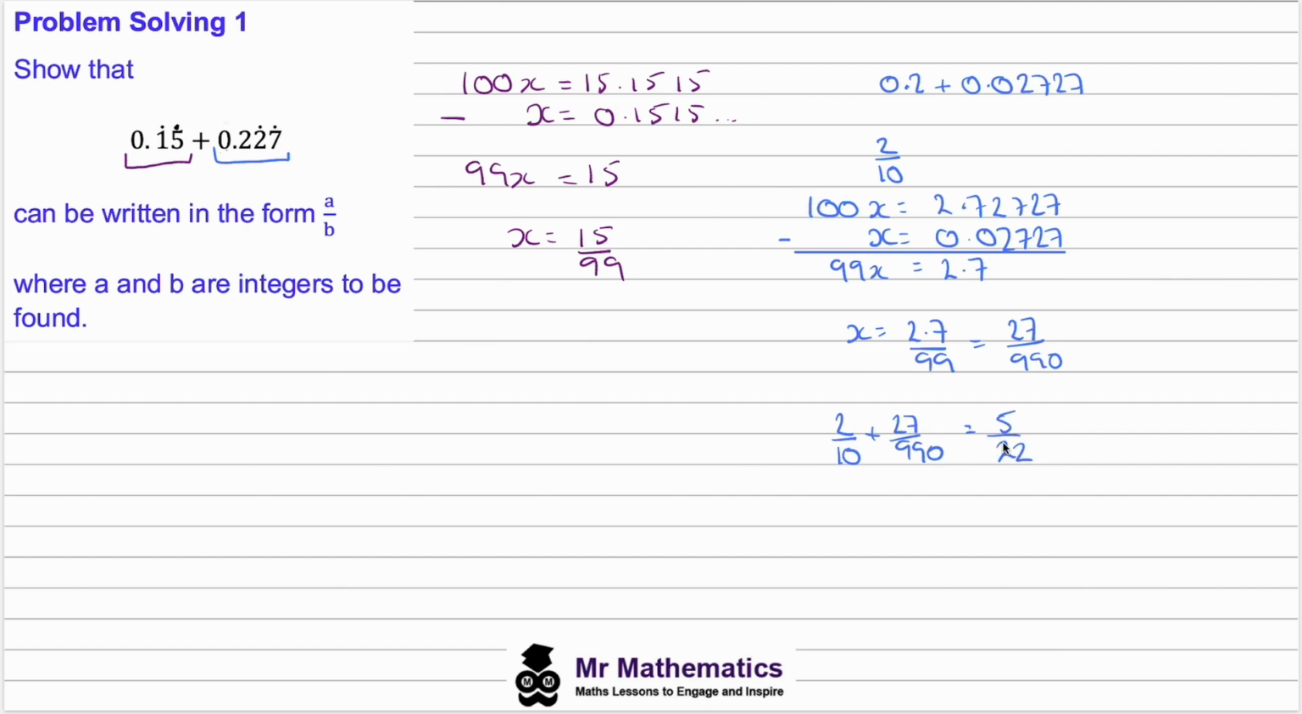So we need to add the two simplified fractions together. We'll have the 15 over 99, which is this one, plus the 5 over 22. And adding these two together, we'll get 25 over 66. Okay? So a is 25 and b is 66.